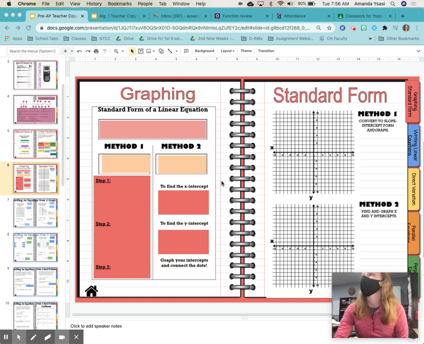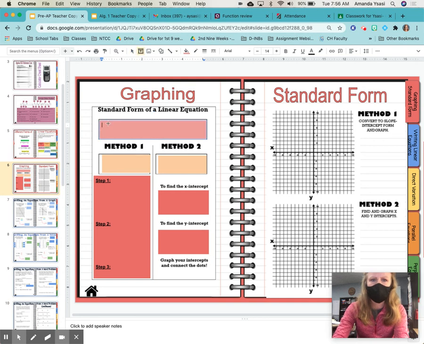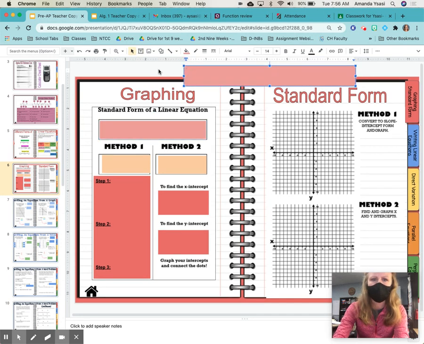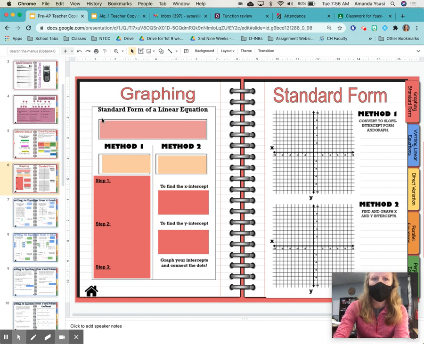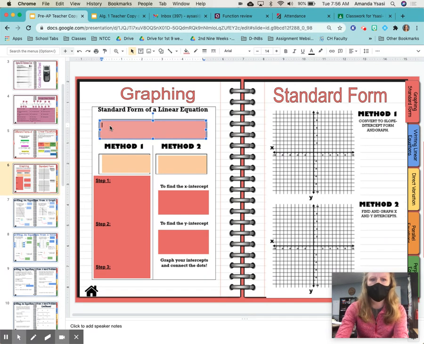Okay, we have learned how to translate an equation into the y equals form, but we can actually graph using standard form. So let's write what standard form is. I am going to make the text box bigger, though. AX plus BY equals C is our standard form.